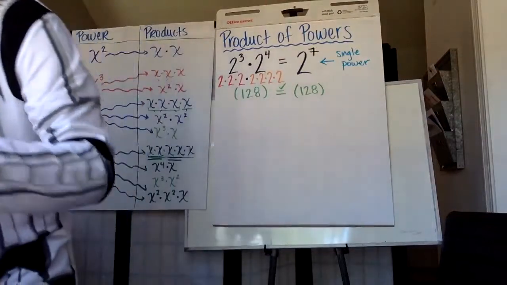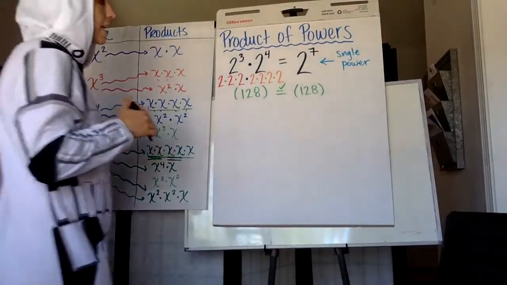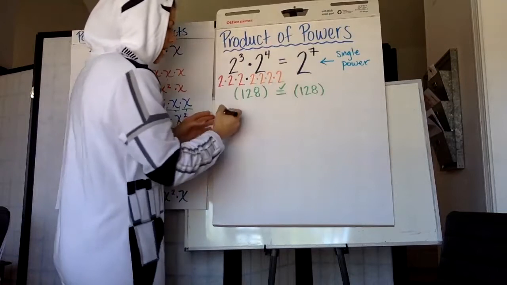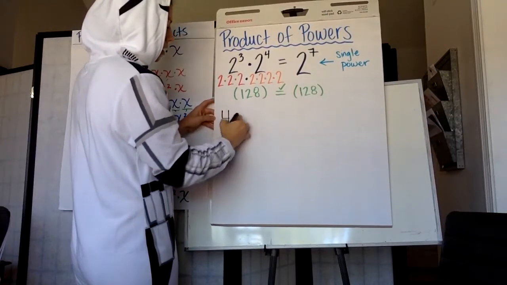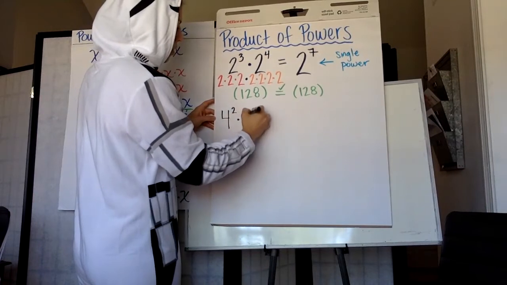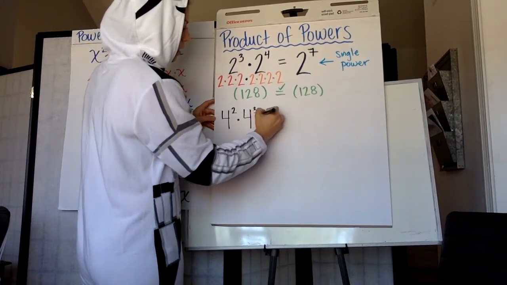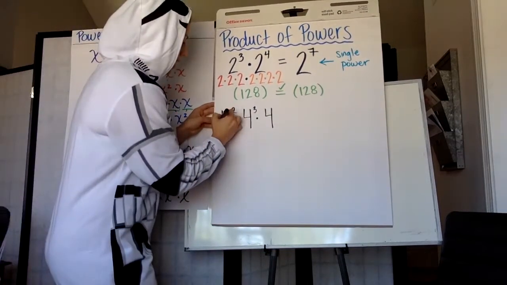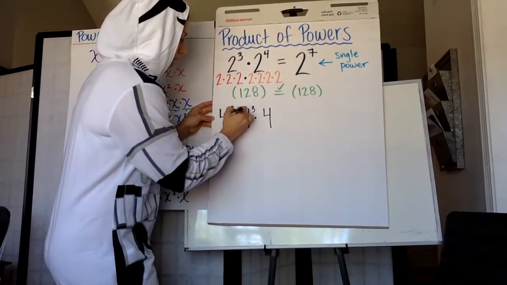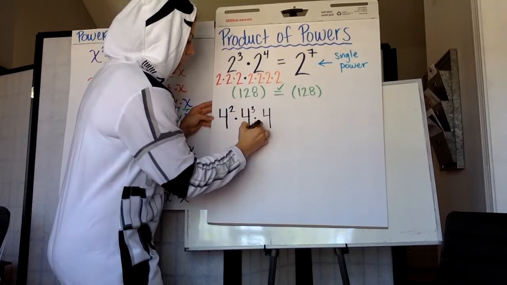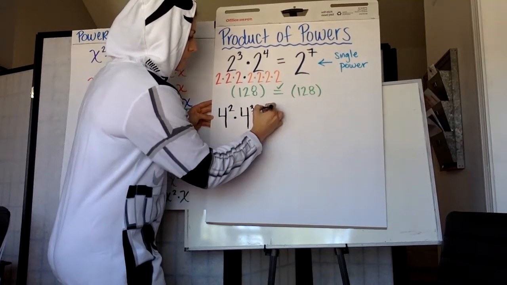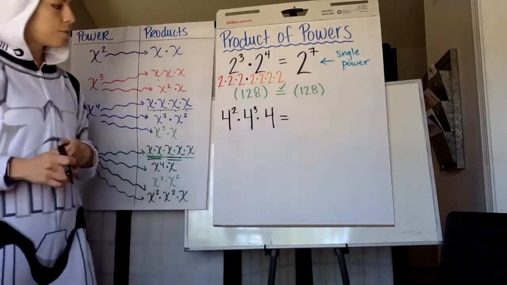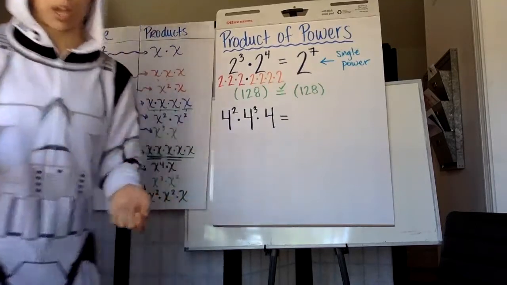So let's try another example. Let's do one more with numbers. How about that? What if I have 4 to the 2nd power times 4 to the 3rd power times 4? Ooh, so I have 3 different powers now. Let's write that as a single power, and then we'll use our calculators to check our work.